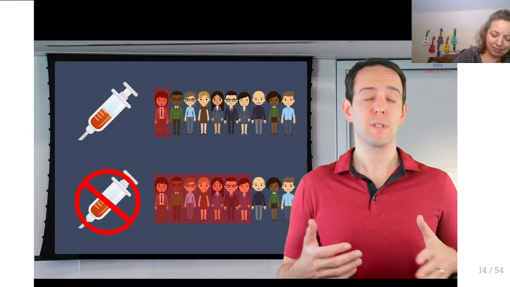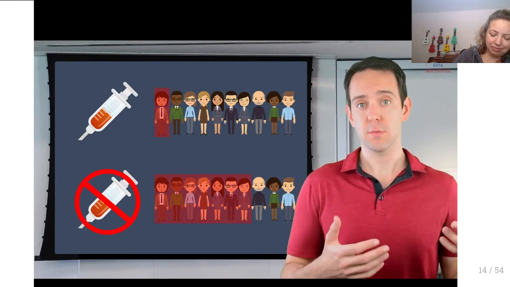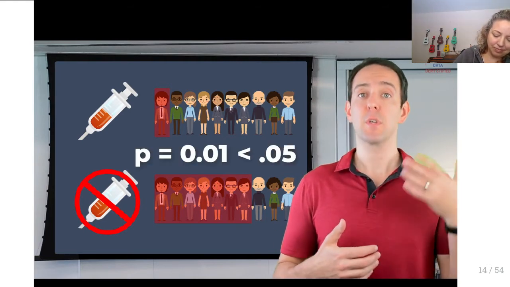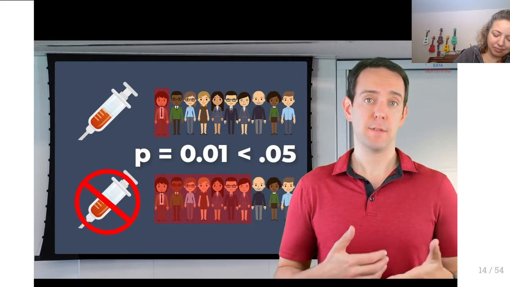In another case, we might see a large difference in heart disease across the two groups and get a p-value of, say, 0.01, which is less than 0.05, so we say that we do have enough evidence to reject the null hypothesis that the drug doesn't work. In that case, we start to build confidence that the drug is effective.